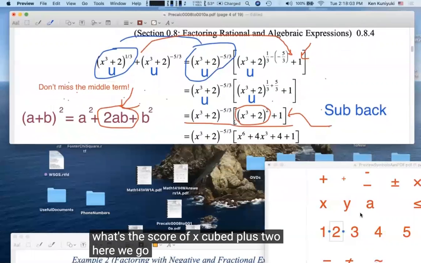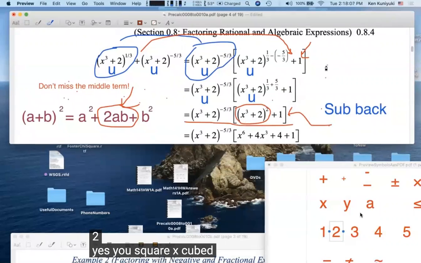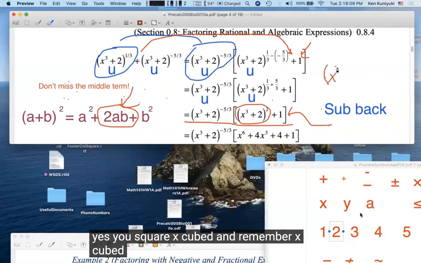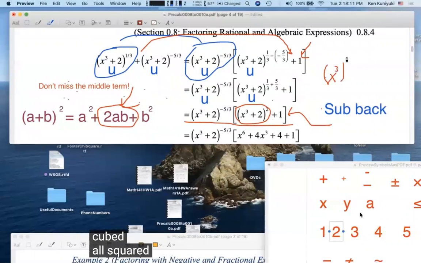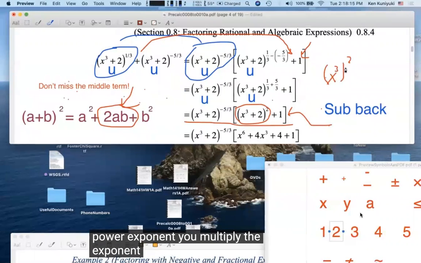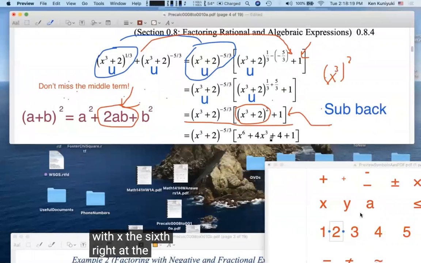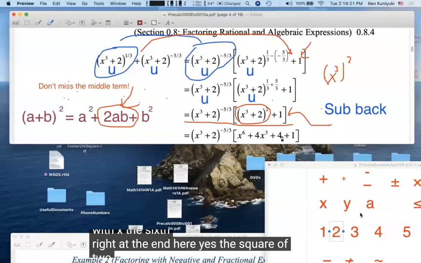Here we go. When you square x cubed plus 2, yes, you square x cubed. And remember, x cubed, all squared. When you raise a power to a power, you multiply the exponents. Twice 3 is 6. So we start with x to the 6th. At the end here, yes, the square of 2 is 4.